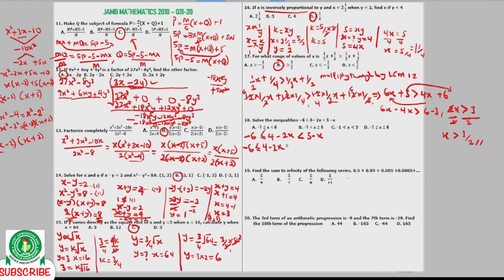So now we solve this first part. Then we are going to break it again by saying 4 minus 2x less than 5 minus x. Well, let's do this one first. Now by collecting the like terms, to get a positive value of x on the left hand side, you have to transfer this to the left hand side, and make sure that the minus 6 comes to the right hand side. After the transfer, minus 2x will become positive 2x here.